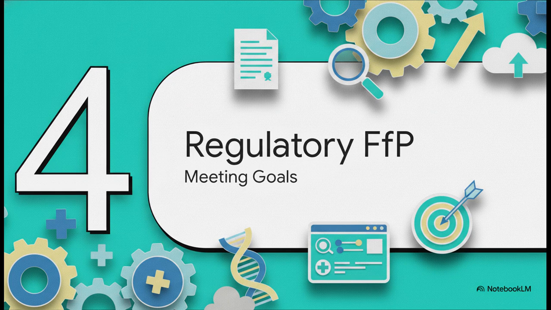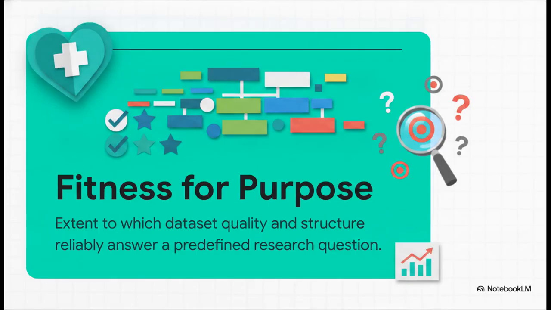Which brings us to Section 4, Regulatory Fitness for Purpose. Look, all those fancy dashboard scores don't mean a thing if we can't connect them to our ultimate goal, proving the data actually works for regulators. And this brings us to the fitness for purpose paradigm. The goal isn't to walk in with a perfect 100% data score across the board. The goal is to prove, without a doubt, that the data set is an adequate, reliable tool to answer your specific research question or support your regulatory decision.